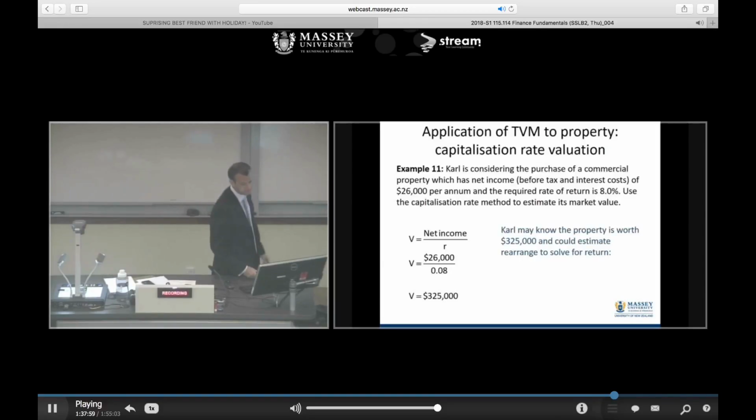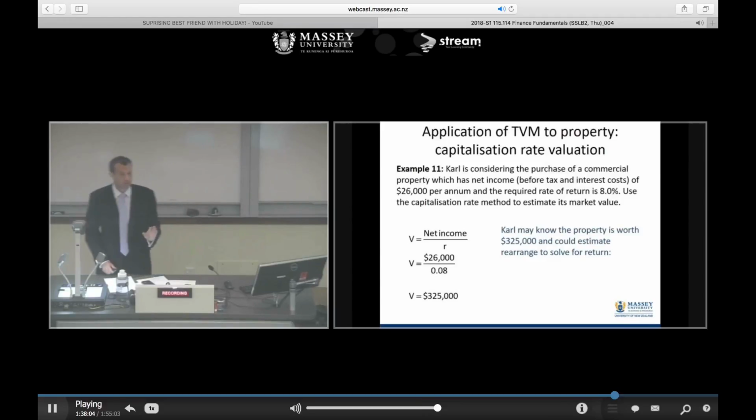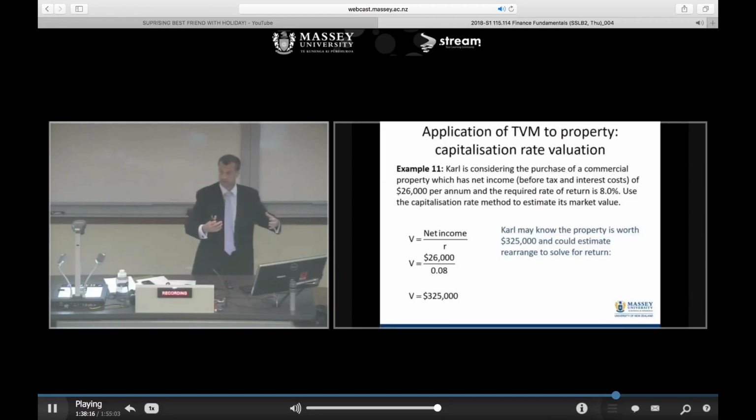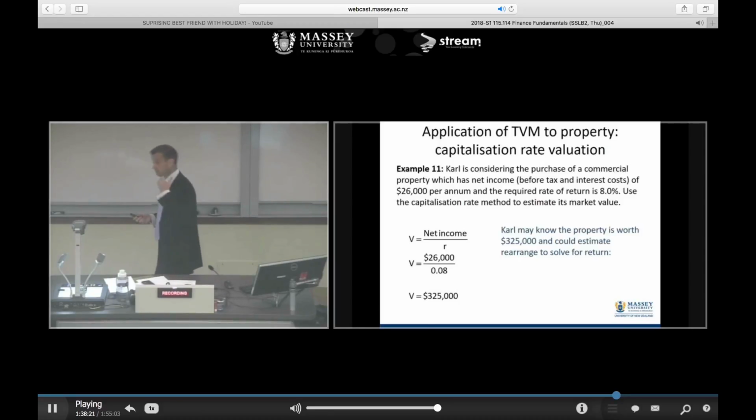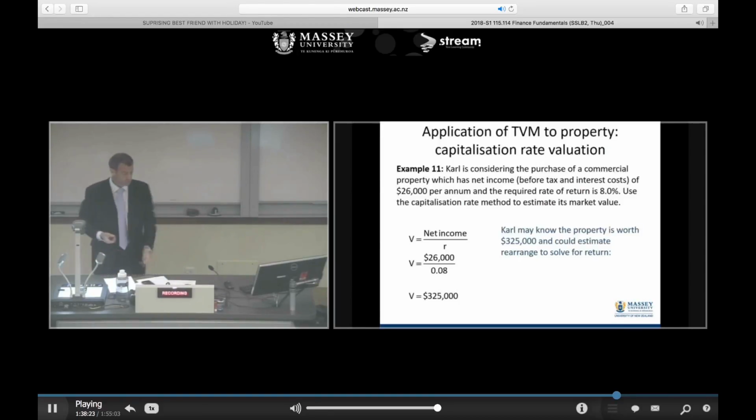So, for instance, Carl may know that it's for sale for $325,000. He can work out what the net income will be, because when you buy a commercial property, or even just a residential property, you can work that out. Typically, the real estate agent for a commercial property will be providing that information to you, and so you can work it out.